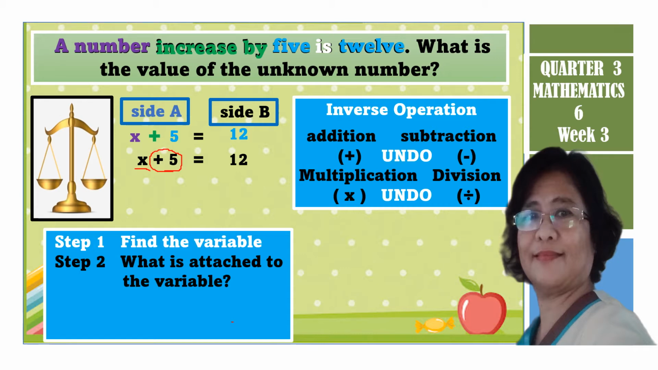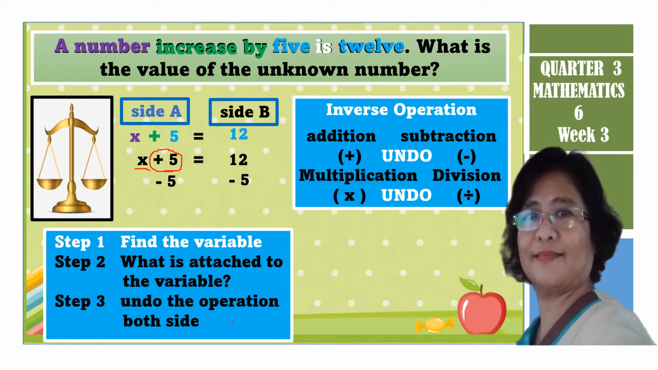So the next step is to undo the operation on both sides. So to undo plus 5, we have to get the inverse. What is the inverse of positive 5? The inverse of positive 5 is negative 5. And whatever is done on the first side or side A, you also do it with side B. So ayan, pantay na sila. They are equal. Kung anong dinagdag natin sa side A, ganun din ang dinagdag natin sa side B.